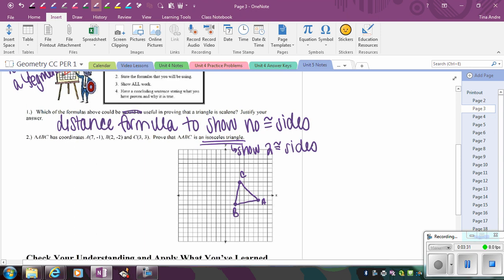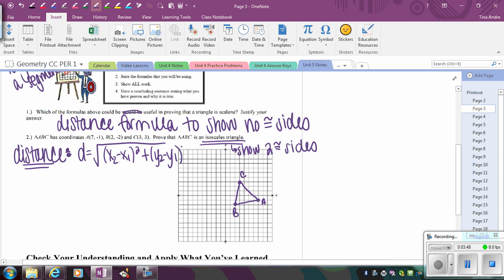So we're going to write our formula down. Our plan here is to use the distance formula. So d equals the square root of the change in x squared plus the change in y squared. I need to find the distance of the sides and show that at least two of them are the same. If I can find two sides that are the same, then I don't have to find the third, but you have to at least find two of them. You can stop once you find two congruent sides.